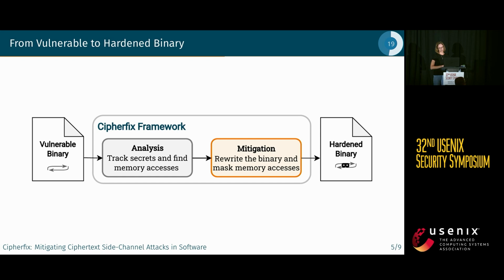And then you can add the mitigation to only these accesses that you got out of your pre-processing, out of your analysis step. And we do this by dynamic taint tracking in the first place, and then statically rewriting the binary so that you can just execute it on your system and have the vulnerable memory accesses masked.